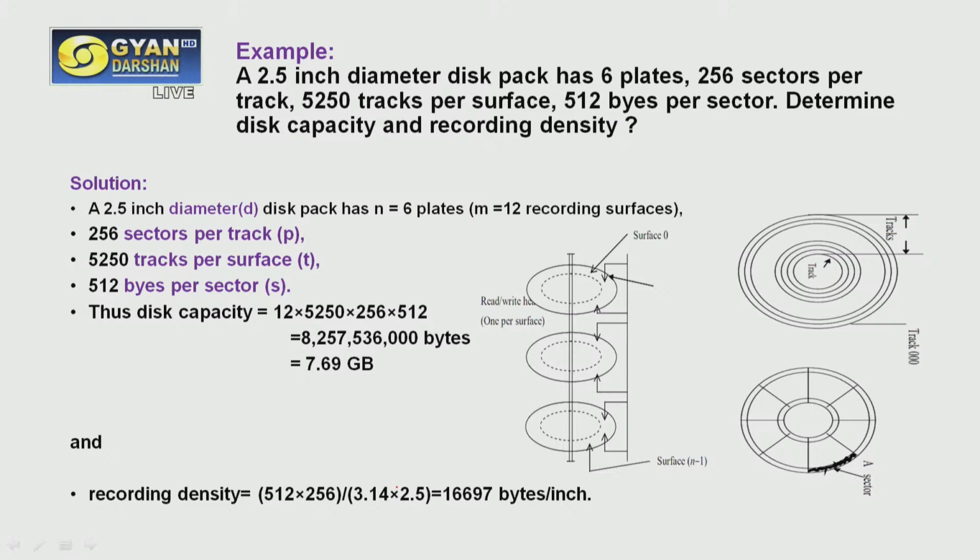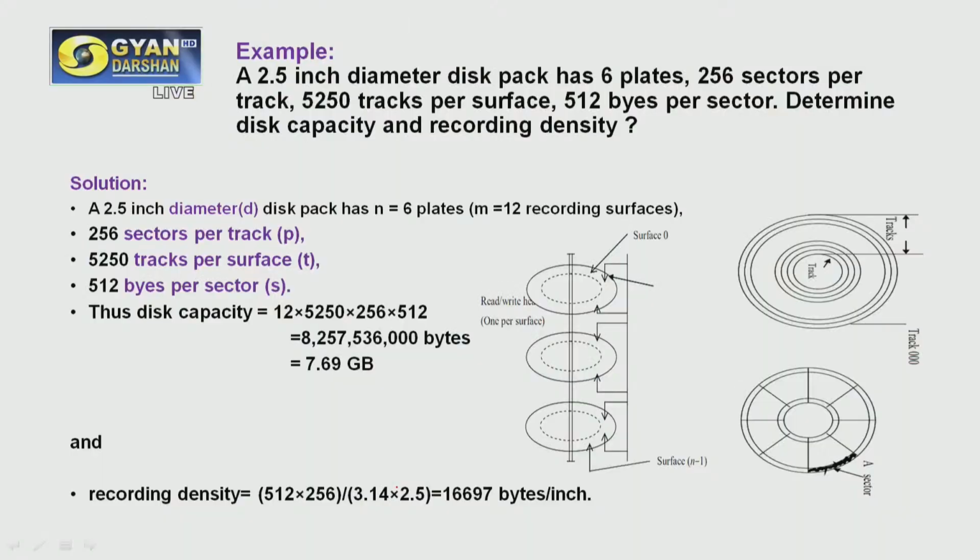So if we apply this formula, we have 12 recording surfaces, so 12 into 5250 into 256 into 512. This turns out to be 7.69 GB. So you can understand that by noting down the physical parameters, you can identify the physical storage capacity of any hard disk.